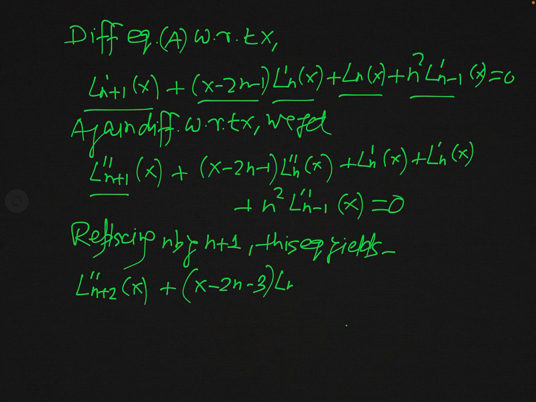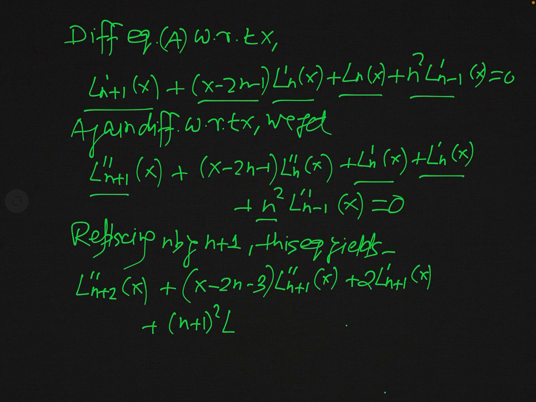and L_{n+1}''(x) and plus, you can see, L_n'(x) plus L_n'(x), this will be 2 L_n'(x), and n will be replaced by n plus 1. So this will be 2 L_{n+1}'(x), and plus here n will be replaced again by n plus 1. So this will be (n plus 1) whole square, and L_{n-1} will become L_n''(x), and this is equal to 0. Say this is equation number 1.